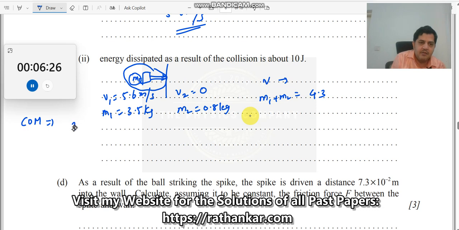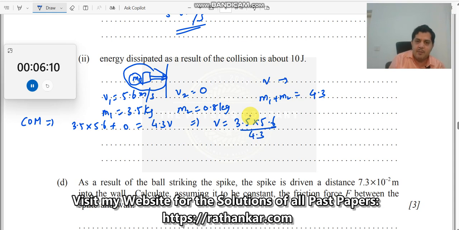If you apply the conservation of momentum, what do we get? m1 into v1, 3.5 into 5.6, plus m2 into v2, which is 0, is equal to m1 plus m2 into v, which is 4.3 multiplied by V. So we can get the value of V. V will be equal to 3.5 into 5.6 divided by 4.3.